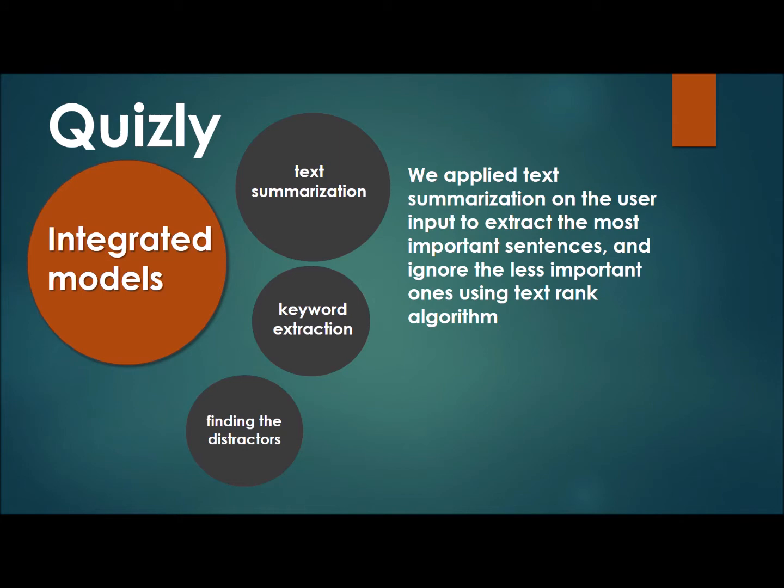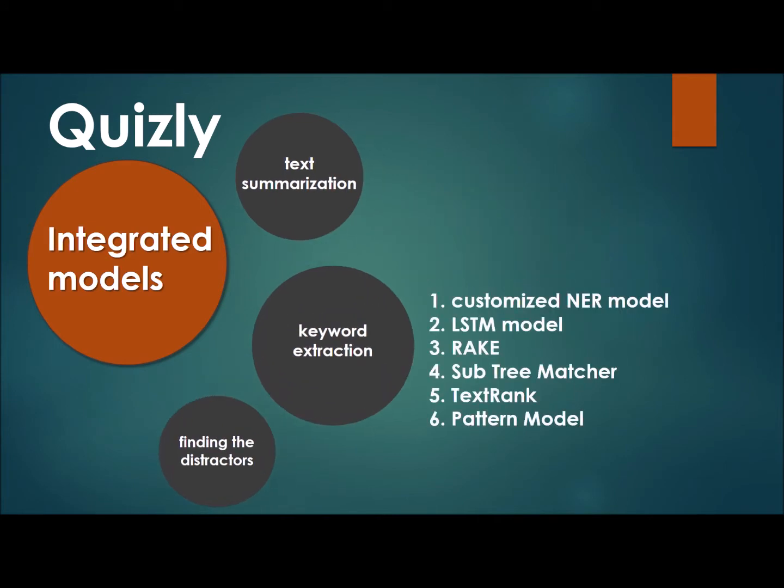We apply text summarization to the user input to extract the most important sentences and ignore the less important ones using the TextRank algorithm. Then, let's show our five solutions for extracting keywords. The first method is building our customized NER model. We loaded a spaCy pre-trained model and trained our new entities on top of that model. We have built our datasets and we have applied these datasets to our model to train it.